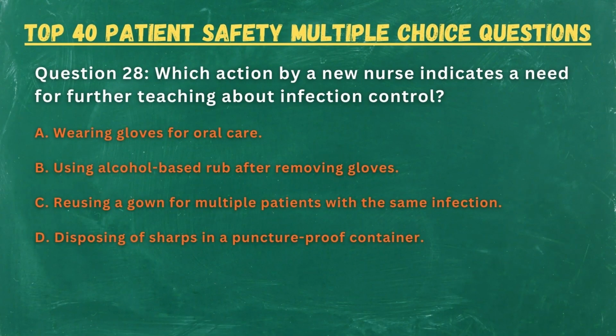Question 28. Which action by a new nurse indicates a need for further teaching about infection control? A. Wearing gloves for oral care. B. Using alcohol-based rub after removing gloves. C. Reusing a gown for multiple patients with the same infection. D. Disposing of sharps in a puncture-proof container.